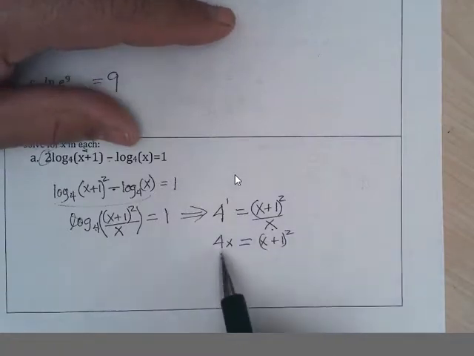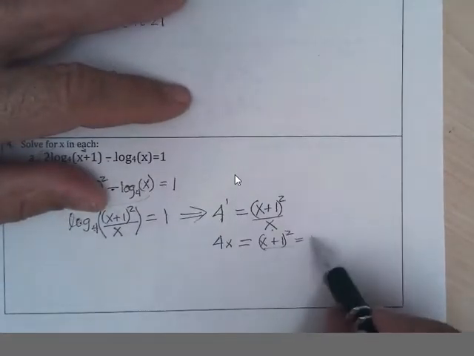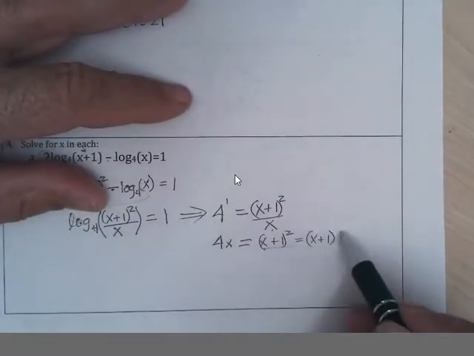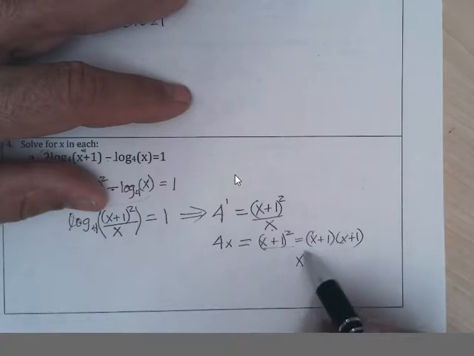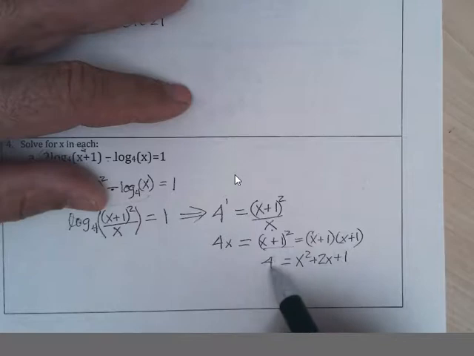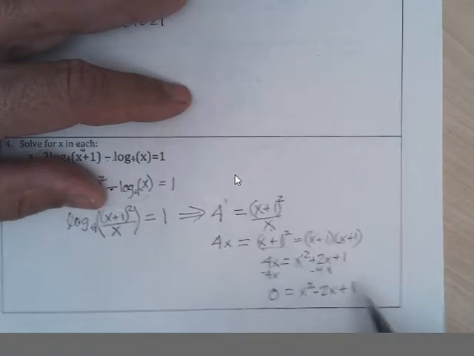To solve this, I'm going to have to expand this x plus 1, which is x plus 1 times x plus 1, x squared plus x plus x plus 1, so that's x squared plus 2x plus 1 equals 4x. When you've got a quadratic, you have to set it equal to 0, so I'm going to subtract 4x from both sides. And so I got 0 equals x squared minus 2x plus 1.